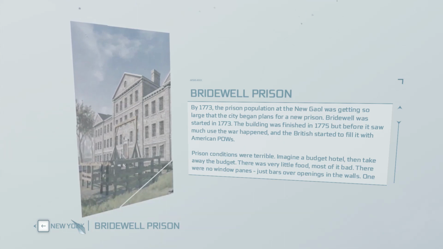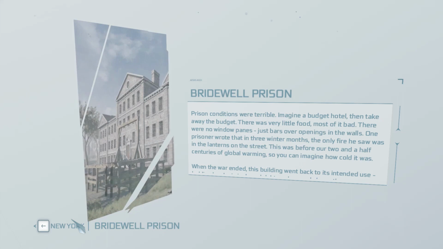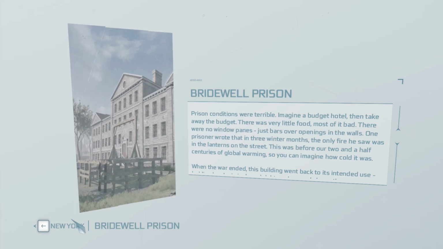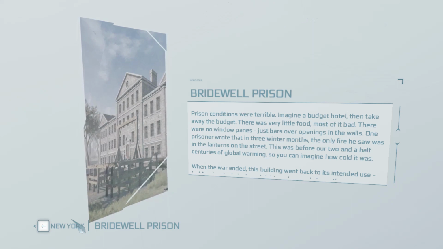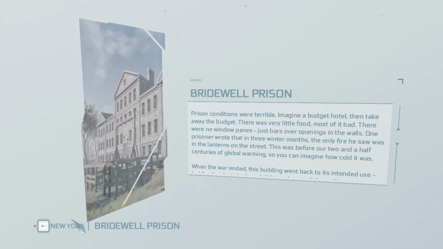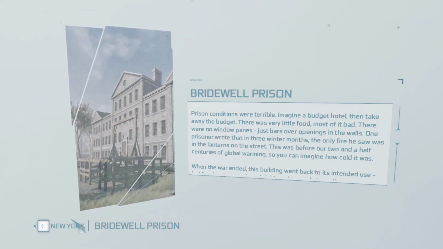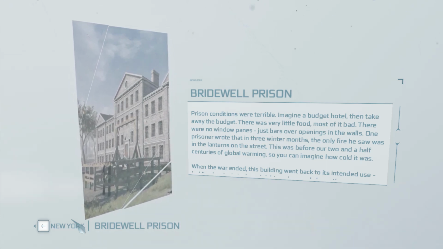Prison conditions were terrible. Imagine a budget hotel, then take away the budget. There was very little food, most of it bad. There were no window panels, just bars over openings in the walls. One prisoner wrote that in three winter months, the only fire he saw was in the lanterns on the streets. This was before our 2.5 centuries of global warming, so you can imagine how cold it was.